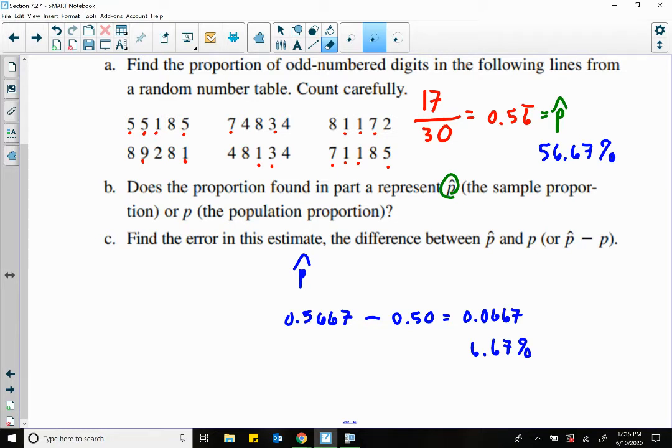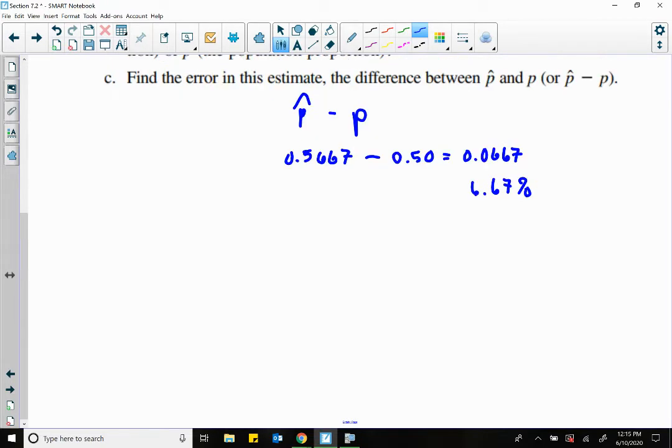See, nothing crazy. You're just finding some information. All right. So that was p hat minus p. I didn't finish my thought down here. You would have gotten the same answer had you taken 56.67 minus 50. That would have given you the same answer as what we had right there. You could have also done that.